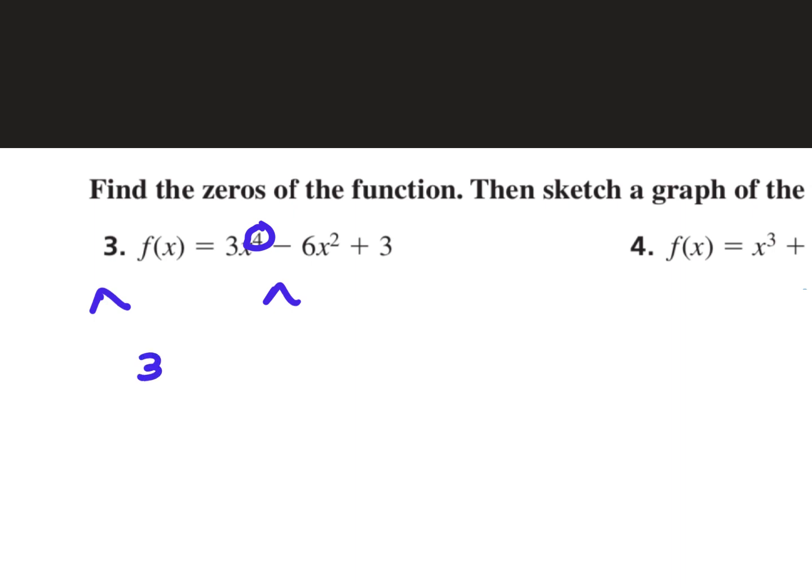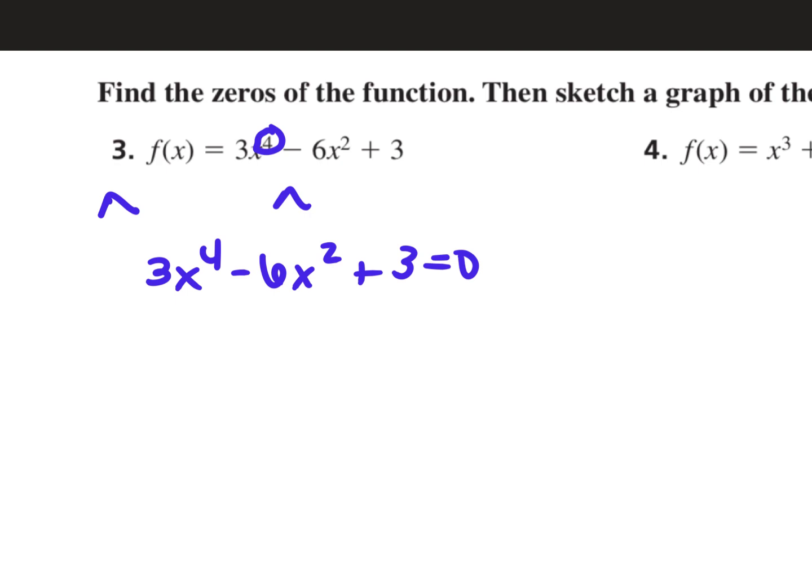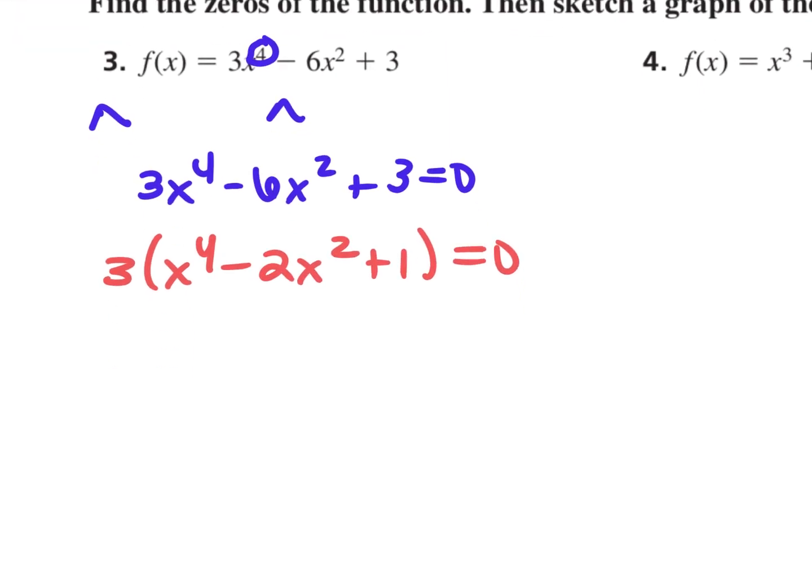4. All right, so I have 3x to the 4th minus 6x squared plus 3 equals 0. Can I factor anything out? 3? Okay. Bring that 3 out. X to the 4th minus 2x squared plus 1. You guys agree? I have a trinomial. We want to break it down into 2 binomials. So what goes in front of each? X squared. Good. And then what's going on here? What times what is going to give me a positive 1 when I multiply, but a -2 when I add? -1. Good.